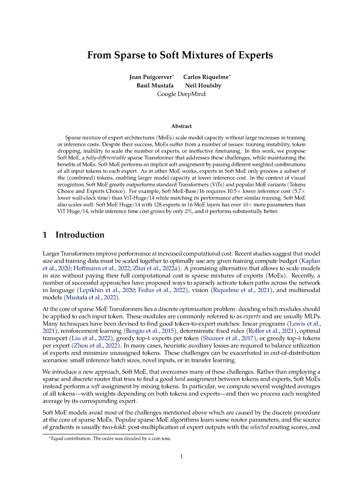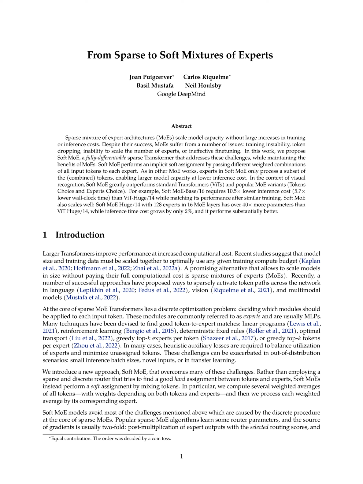Often, heuristic auxiliary losses are needed to ensure that all experts are used evenly and that no tokens are left unassigned. These challenges can become even more difficult when dealing with out-of-distribution scenarios, such as small inference batch sizes, new inputs, or transfer learning. We're introducing a new approach, called soft MOE, that addresses many of these challenges.